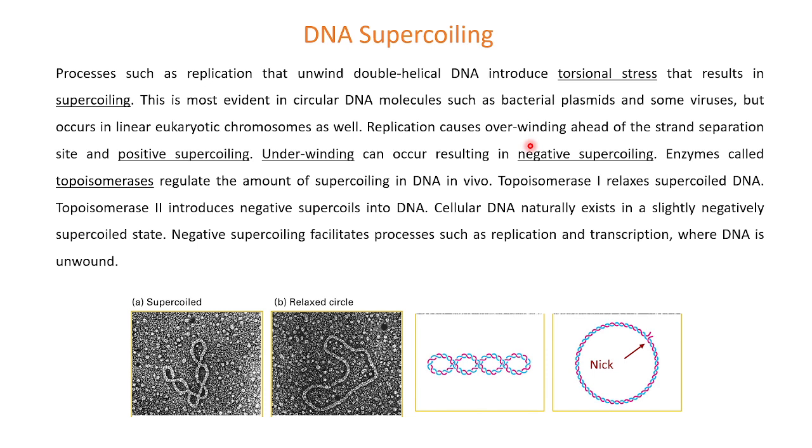So there are two types of topoisomerases. You have topoisomerase 1 that relaxes the supercoiled DNA, and topoisomerase 2 that introduces negative supercoils into the DNA. Now, cellular DNA exists in a slightly negatively supercoiled state, so negative supercoiling facilitates processes such as replication and transcription where DNA is unwound.